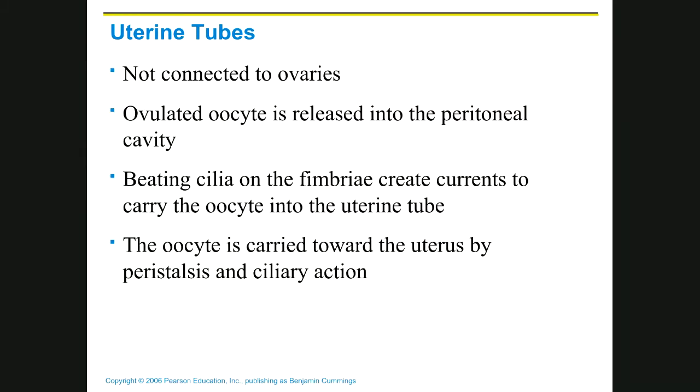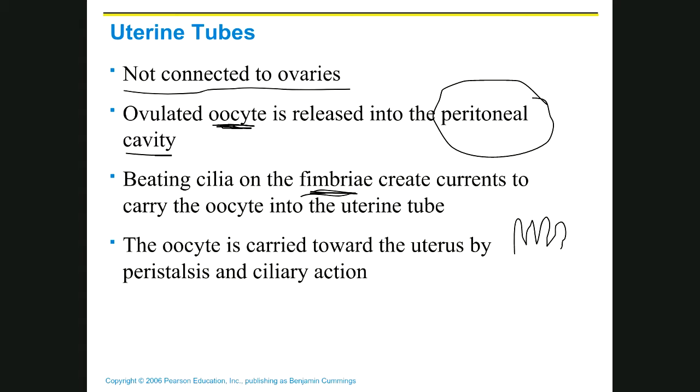Well, remember, they're not connected to the ovaries. So when the oocyte is ovulated, it's not released into these uterine tubes. It's released into the peritoneal cavity. But the little fimbriae swell up right around the time of ovulation. And they actually begin to stroke the surface of the ovary, almost like fingers stroking your hand, or maybe a cat or something. They stroke it.